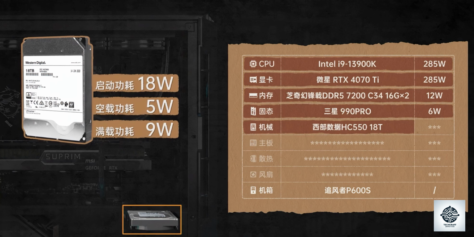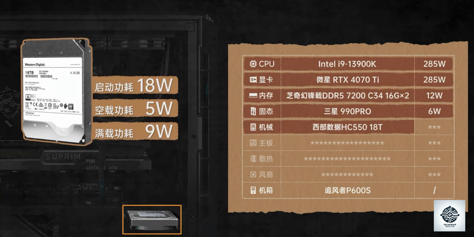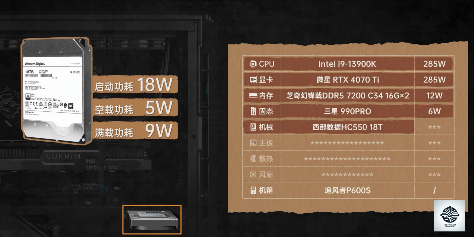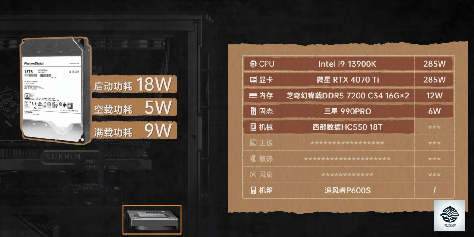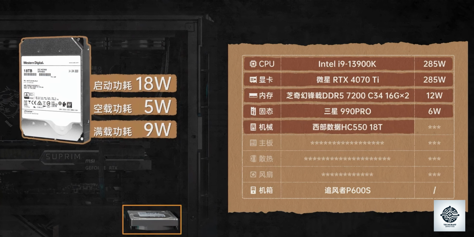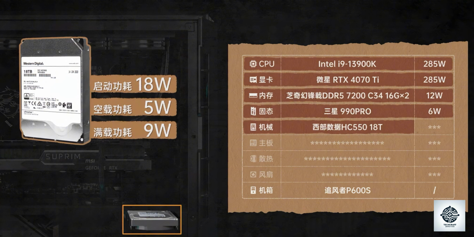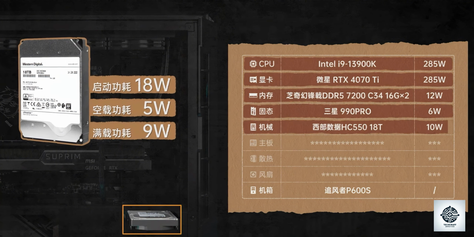During startup, the CPU and graphics card typically do not operate at maximum power, so the power supply will have sufficient overhead to handle the hard drives. Moreover, power supplies also have short-term overload tolerance. Therefore, we can disregard the startup current and estimate an average power consumption of 10 watts for each hard drive.